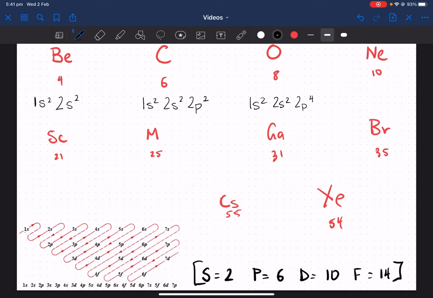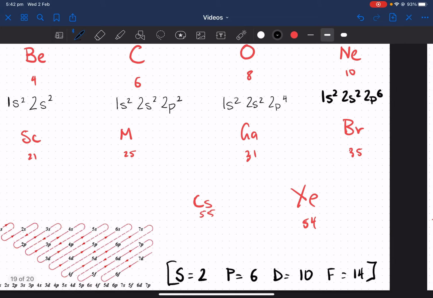So neon is now 10. So 1s2, 2s2, 2p6, and that equals 10. So 2, 2, 6 equals 10. Perfect. Now, this is when it gets a little bit tricky, because you can decide, you know what, I don't really want to write out huge, gigantic amounts of information. So instead of writing out the full electron configuration, you could do the cheaty way. It's just a little bit of a cheaty way.